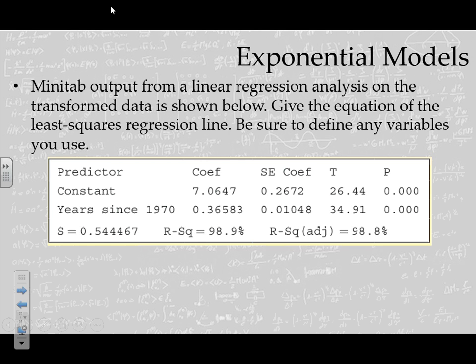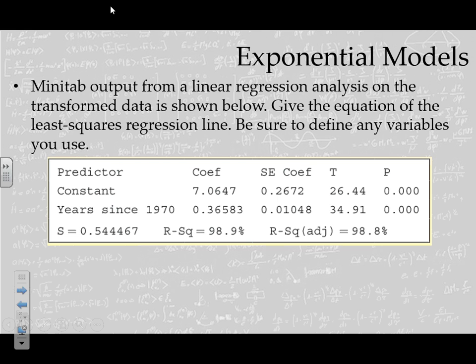So for that example that we're looking at, the number of transistors we can fit on a chip, here's our computer output. Where do we find our slope and y-intercept? From the coefficients. Which one is the y-intercept? The top, 7.06. The constant's the y-intercept. The named variable is the slope.